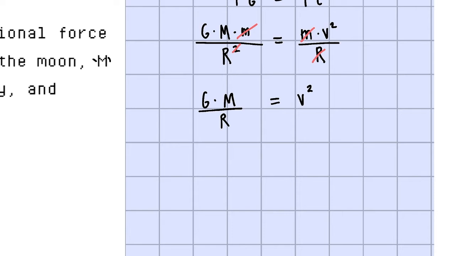We're not quite done because our goal here is to solve for M. So we want to isolate it. We have to get everything on the other side that is not M. So the first thing I'm going to do is multiply r on both sides of my equation. It cancels out on the left side. And just to be extra clear, I'm going to rewrite my equation to clean it up. So I have G times M is equal to v squared times r.